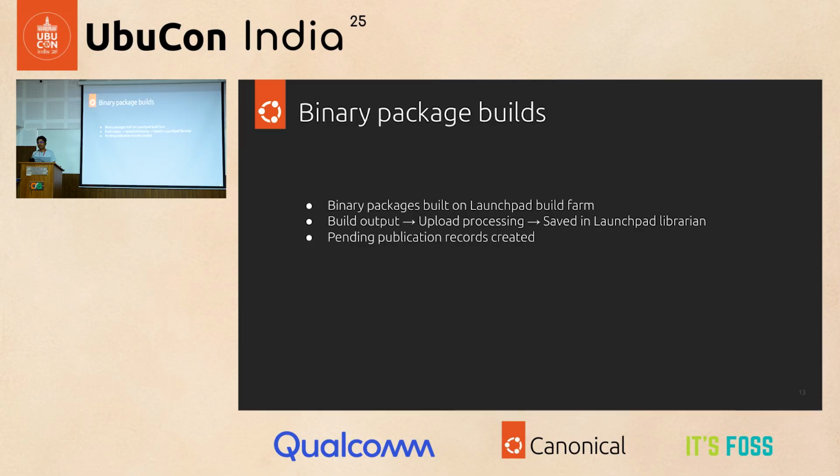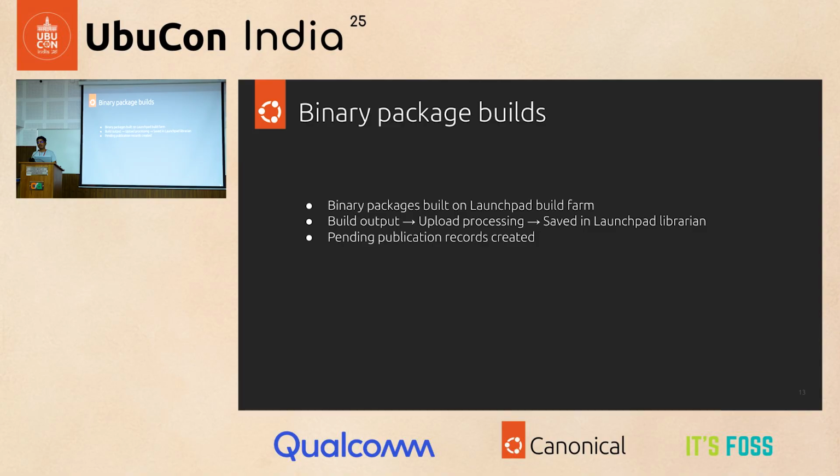At this point, the uploaded source package that was pending publication gets published, and then the binary packages get built on the Launchpad build farm. So you have to keep in mind that whenever someone uploads an Ubuntu package, they need to upload the source package. They can't build it on their computer and then publish to Ubuntu. The binary packages are built on the Launchpad build farm in a trusted environment, signed and then published.